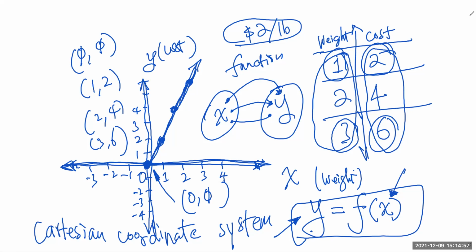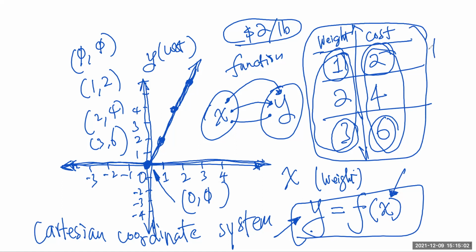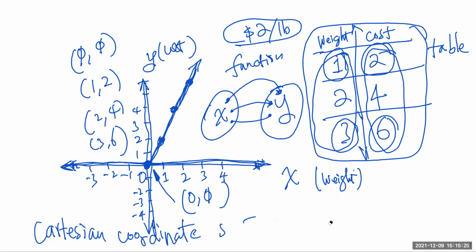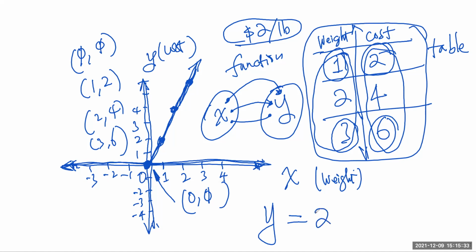Here we're using a table to show the relationship, or using a table to describe the function, but we can also graph it. We can use a graph to show a function. And the third way is that we can use algebra to show the relationship. If I write this in terms of algebra, we can write y equal to 2 times x, right?